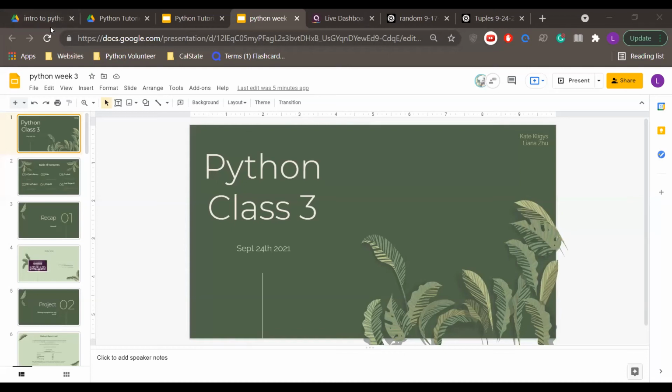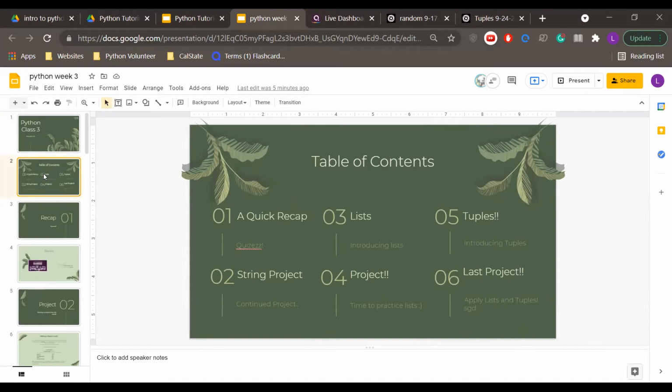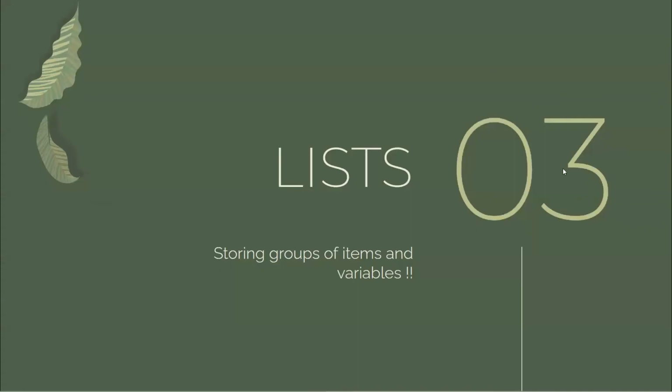So the third Python class, we're just going to first finish the strings project since we didn't get a lot of time to do it last week. Then after, we're going to go over lists, a new project, and then we're going to quickly go through tuples and then another big project. Okay, so we're moving on to lists this week, which is storing groups of items and variables.